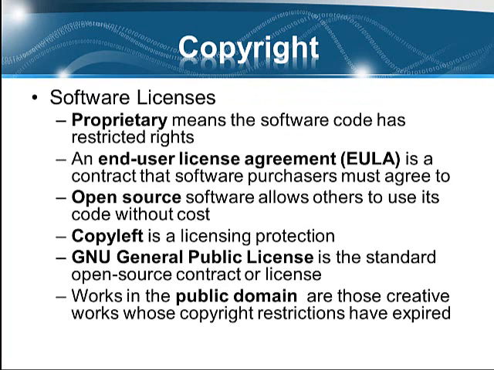Software licenses. Proprietary means the software code has restricted use rights. An end-user license agreement, or EULA, is a contract that software purchasers must agree to before using the software. Open source software allows others to use its code without cost. Copyleft is a licensing protection used by those who create open source software. GNU General Public License is the standard open source license.